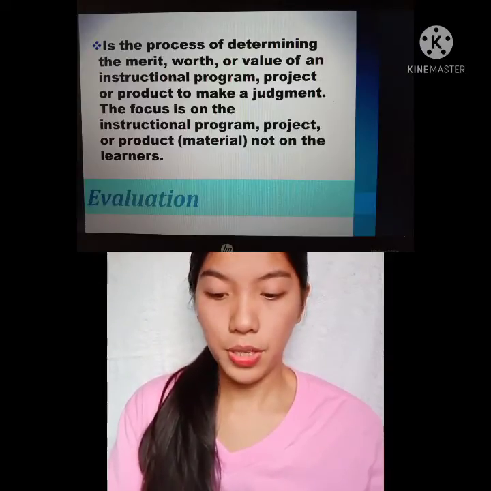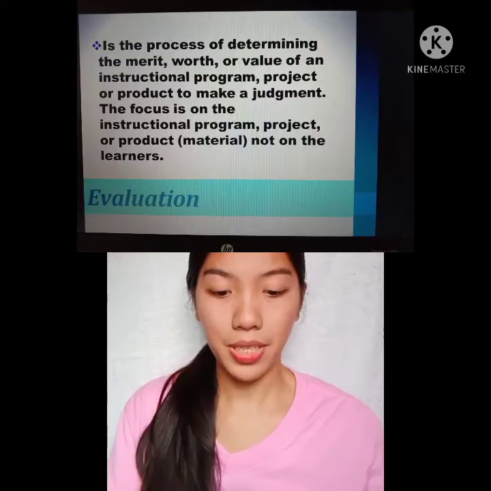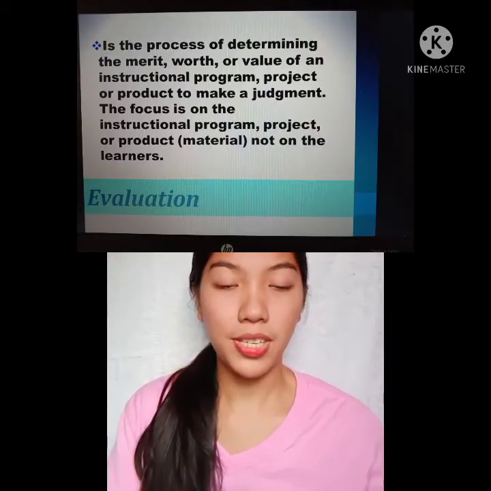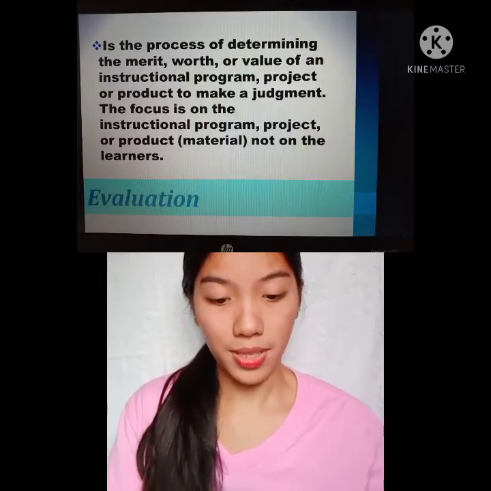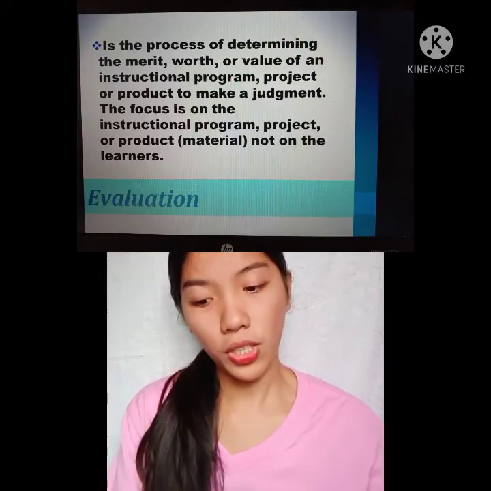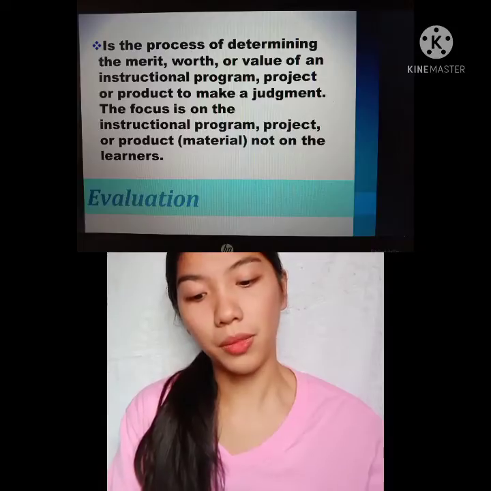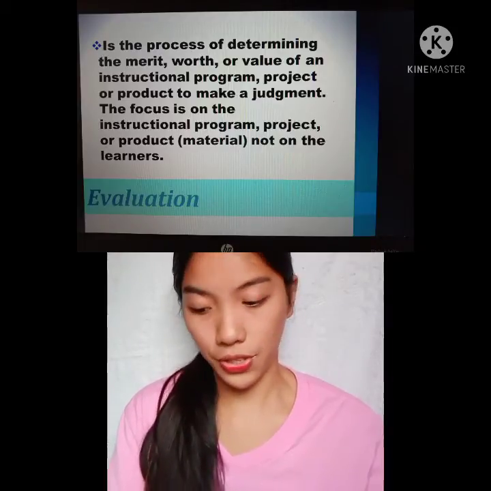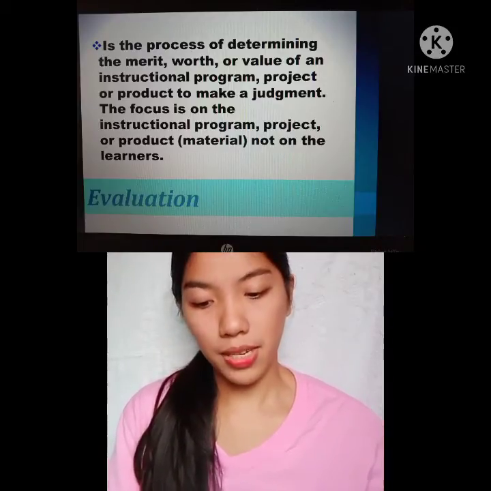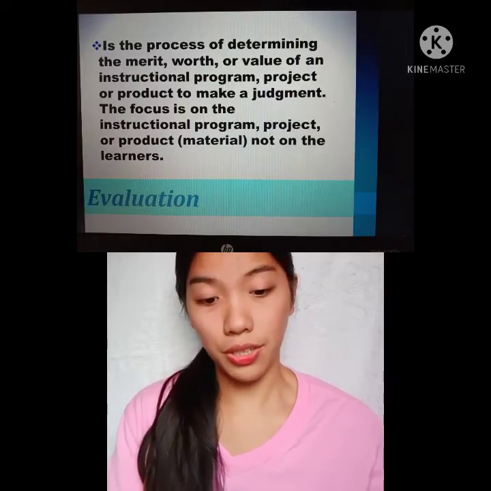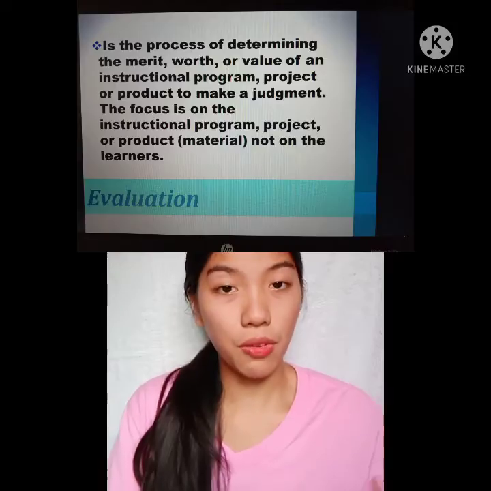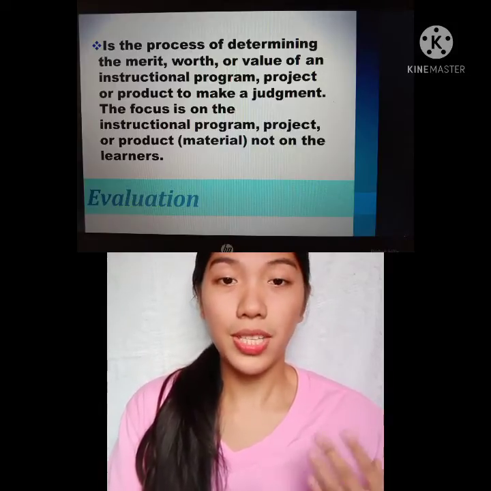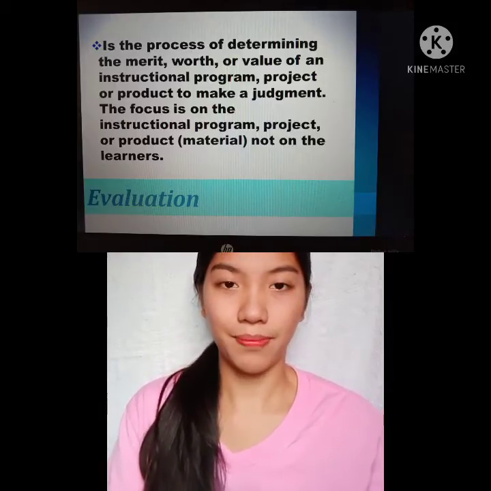Evaluation domain is the process of determining the merit, worth, or value of an instructional program, project, or product to make a judgment. The focus is on the instructional program, project, or product material, not on the learners. In the evaluation domain, it is not concerned about the learners, but about how successful the educational technology is in serving its purpose and function.